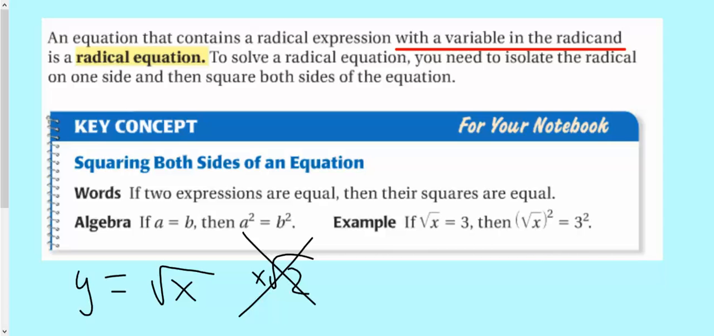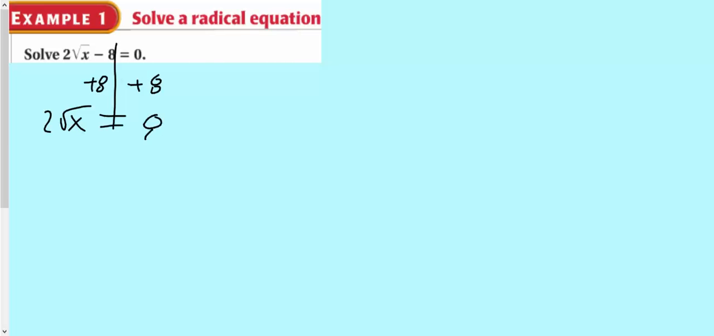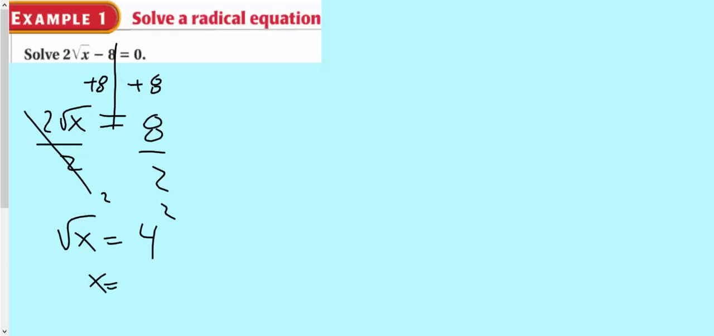So when you see the square root of a variable, you're going to be using these techniques. And they're actually pretty easy to solve. You're going to treat them like a normal equation. You're going to get the x part by itself first. So in this case, I'm going to get rid of the 8 first, then I'm going to divide by 2, and then the last step is you're just going to square both sides. So in this case, x equals 16.